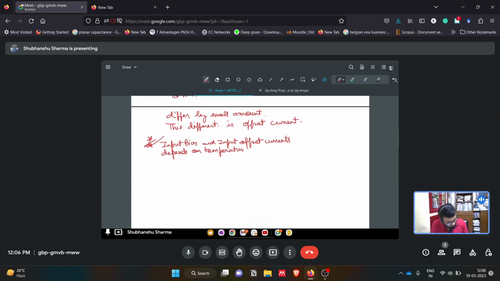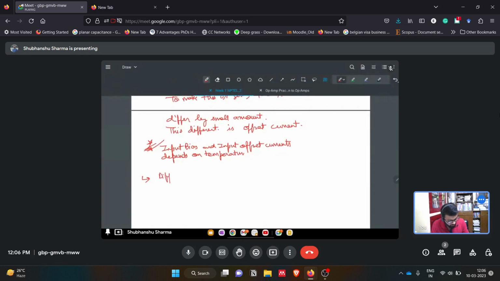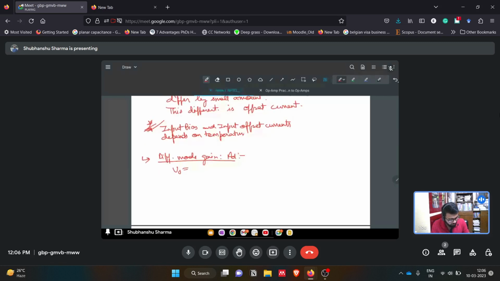Then there is the differential mode gain. There is a concept of differential mode gain in op amps, that is AD. We call it AD. The output of the op amp is given by AD (V1 minus V2). So this is the differential gain. Normally the output of the op amp is given by the amplification due to the differential gain AD and the differential voltage VD, that is V1 minus V2, plus ACM into VC.